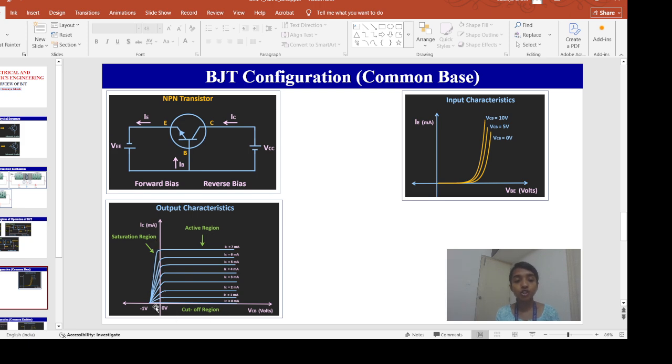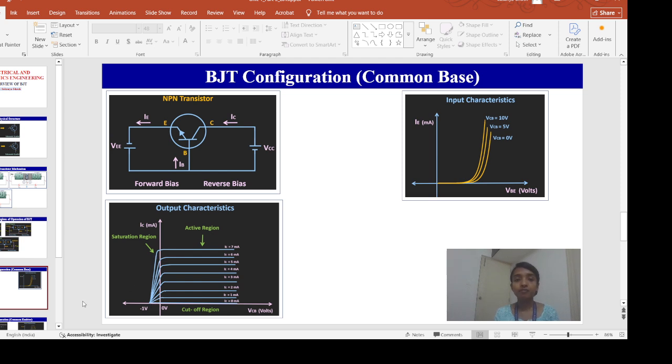What is the saturation region? The region to the left of VCB equals 0. You can see the current increases exponentially as VCB moves towards 0 volts. So this region is called the saturation region.